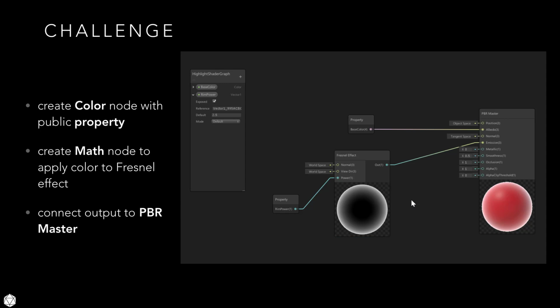And that's going to involve creating a new color node and exposing it as a property in the Blackboard. And then we need to add a math node to apply that color to what we've done already. Hook up a couple extra nodes, and you should be able to do this relatively painlessly. So go ahead and pause the video and see if you can figure out what needs to be done here. When you've figured it out, or if you get stuck, unpause and continue to the end of the lecture.